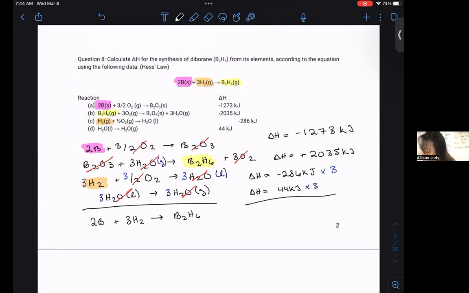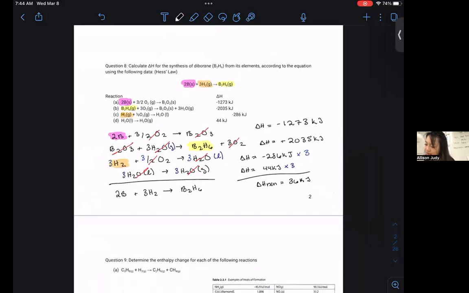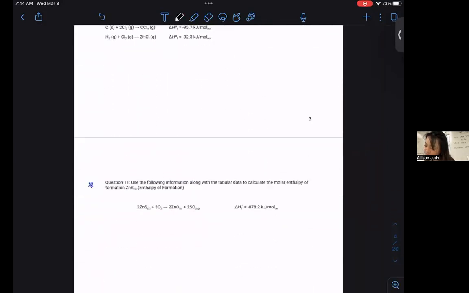And so then what I do is I sum up the manipulated enthalpy values with respect to each subreaction, and I get that my total enthalpy for this reaction is 36 kilojoules. Okay, so that's kind of your walkthrough. And let's do one more problem.